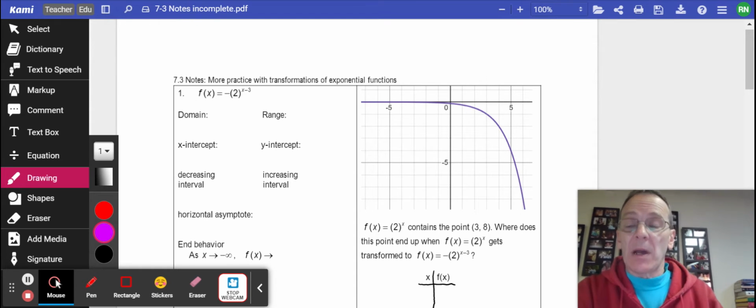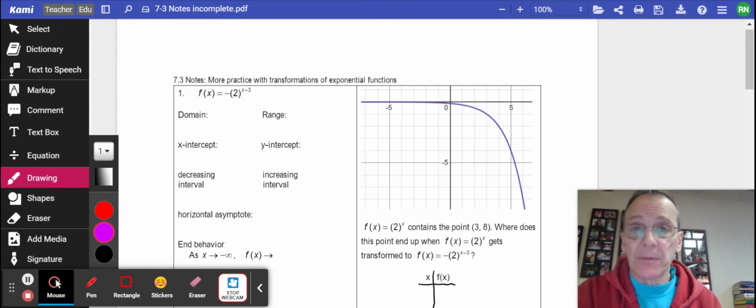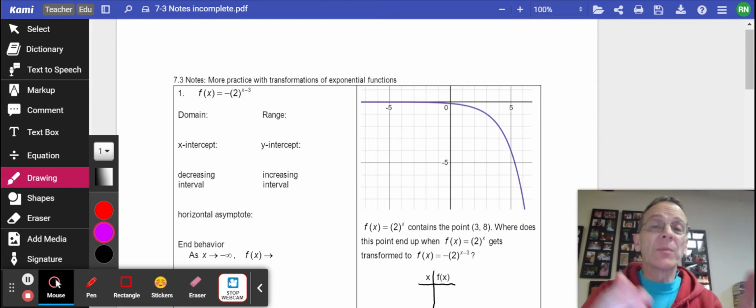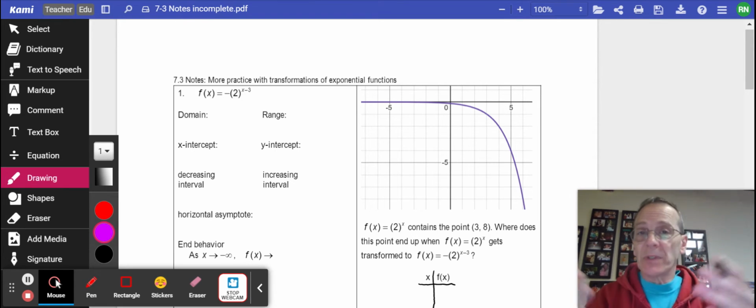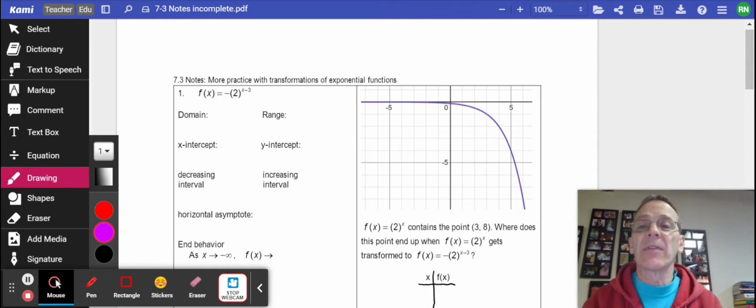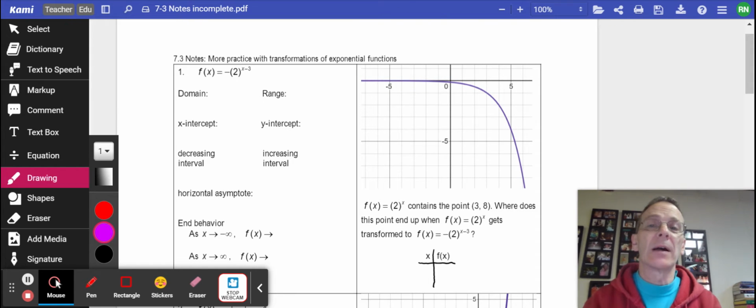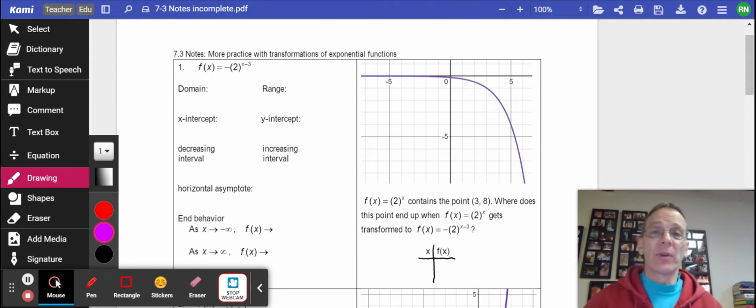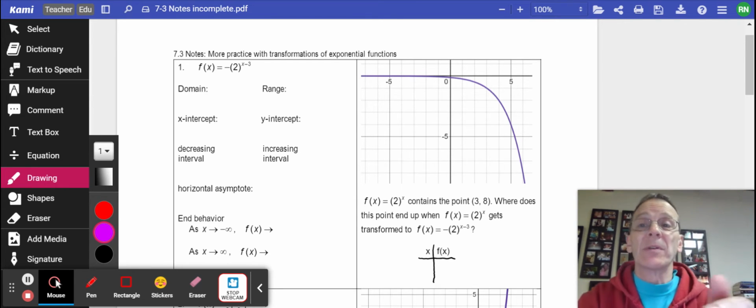First, in this first problem, we're not going to do anything different from what we did in 7.2. Nothing different at all. We're going to just look at some key features of a transformed exponential function, which we did in 7.2. We're going to transform one particular ordered pair and see how that goes. So let's just get after it. And after this first example, we'll talk about what's going to be new in 7.3.